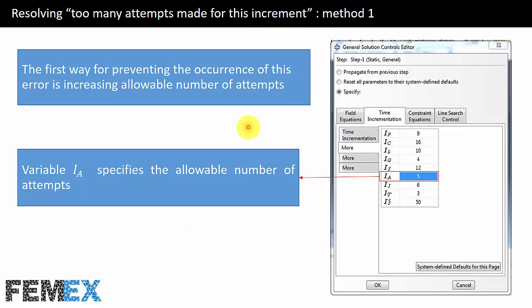You know that the first way for resolving this error is to increase the parameter IA. Parameter IA specifies the allowable number of attempts. The default number is 5, and you can increase this number.